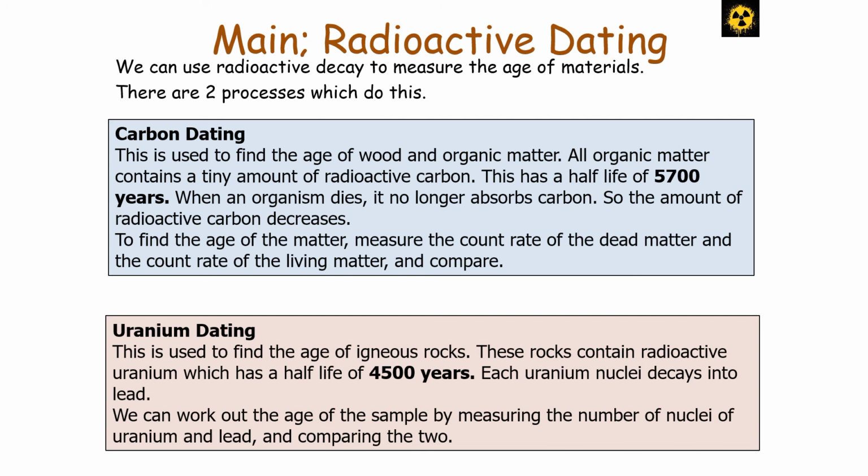We can use uranium dating to find the age of igneous rocks. These rocks contain radioactive uranium, which has a half-life of 4,500 years. Each uranium nucleus decays into lead, and we can work out the age of a sample by measuring the number of nuclei of uranium and lead and comparing the two.